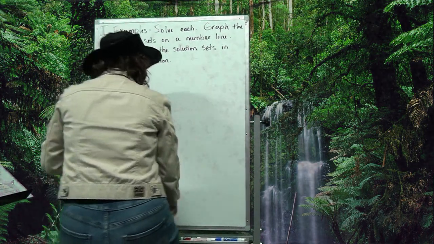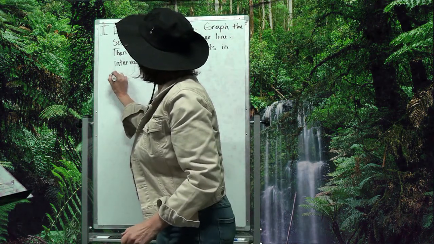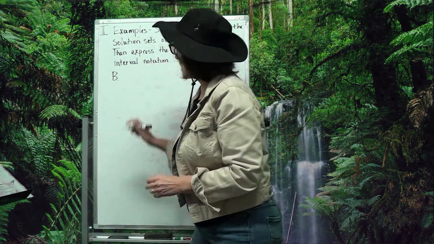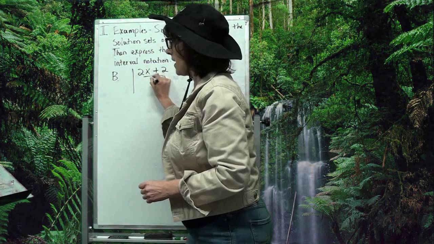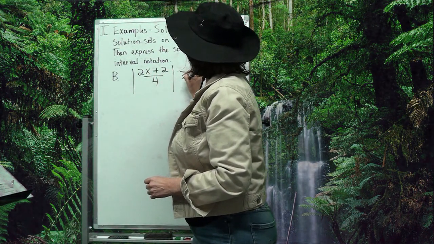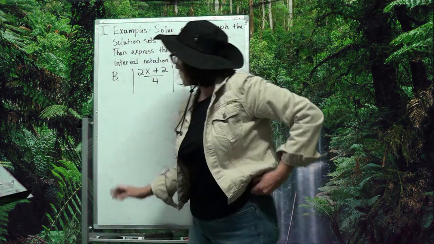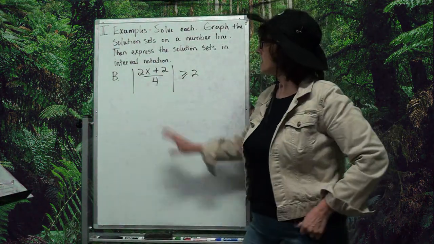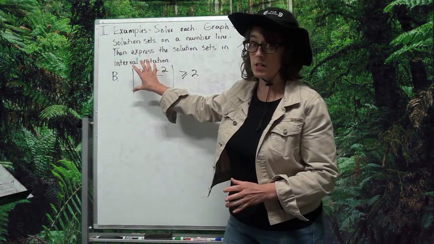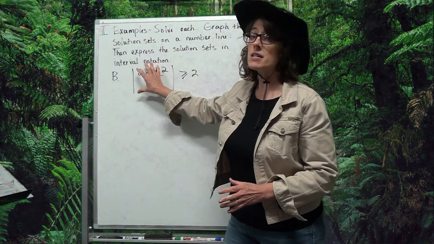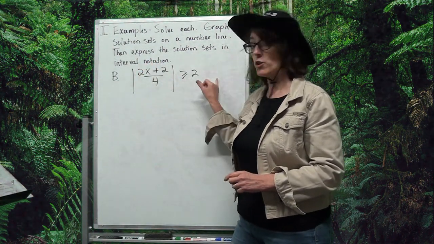All right. So my next example then is going to say absolute value of 2x plus 2 divided by 4 greater than or equal to 2. So here again is that situation where it's the distance of this, whatever the stuff is inside, and I'm going to put my hand over so it doesn't confuse me. Whatever that is, when I talk about its distance from 0, that distance will be bigger than 2.